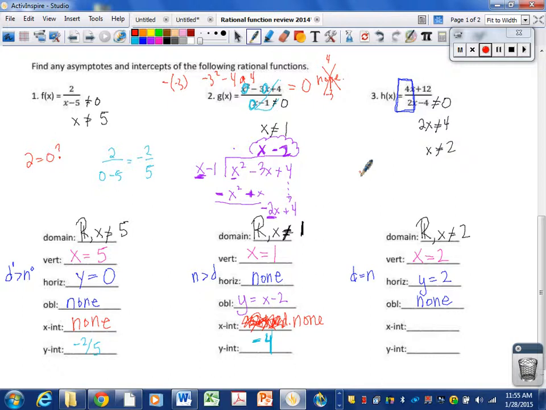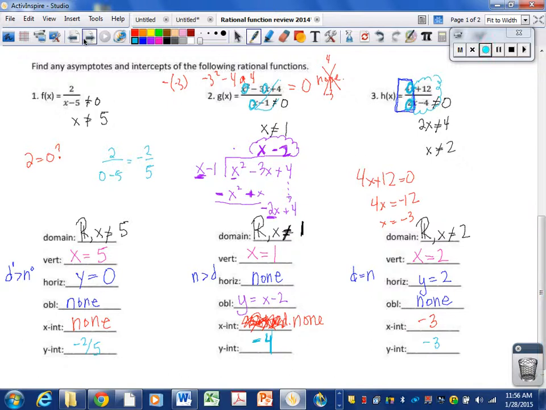X-intercepts. 4x plus 12 equals 0. 4x equals negative 12. X equals minus 3. Y-intercept. 0, 0. What is 12 divided by negative 4? Also negative 3. Okay, not the same negative 3. This is on the x-axis. This is on the y-axis. Okay, so be able to do all six of these things if needed. Really just five if that's a none one.